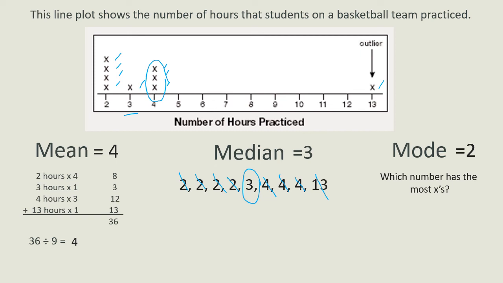Now the mode describes which number of hours was the most common or the most popular number of hours practiced. You can see that most basketball players practice 2 hours. So it's just another way of explaining the amount of hours practiced by everyone.